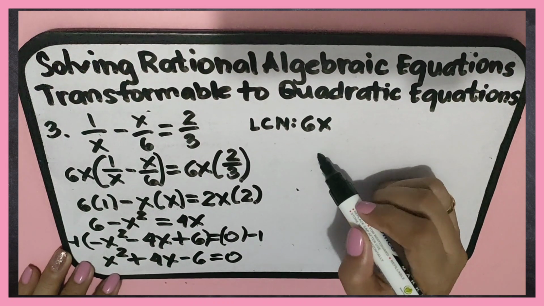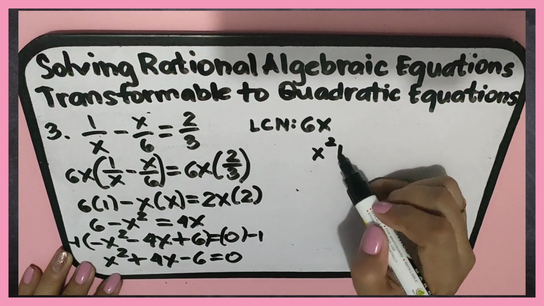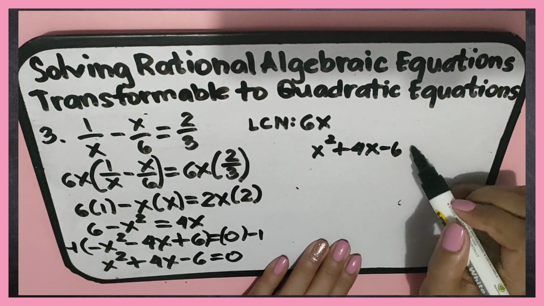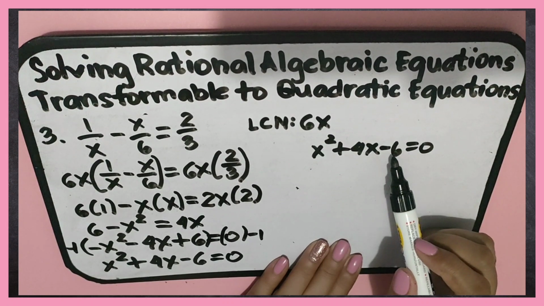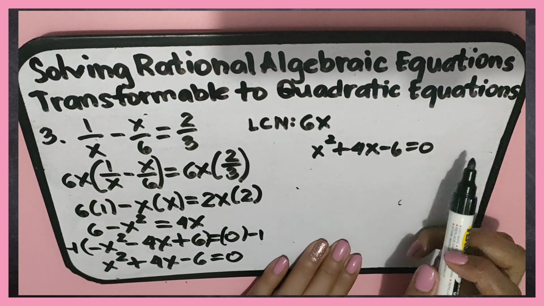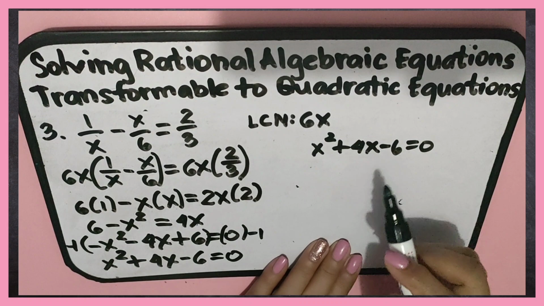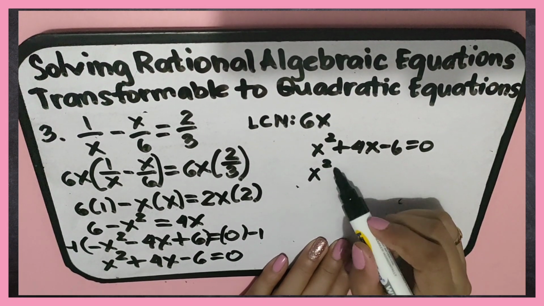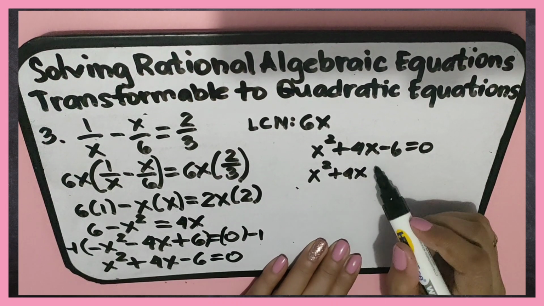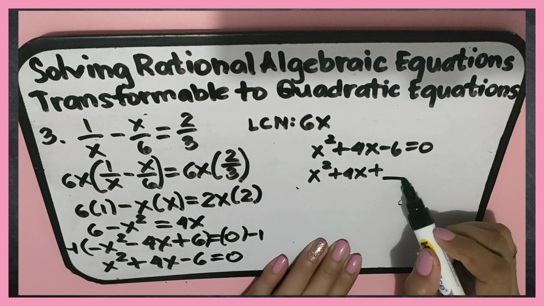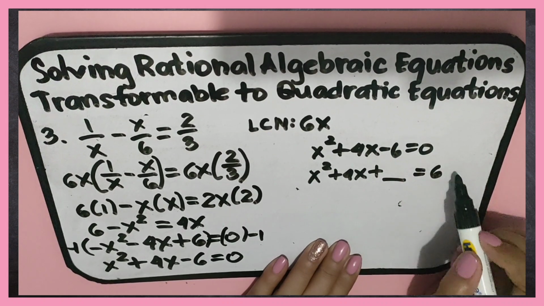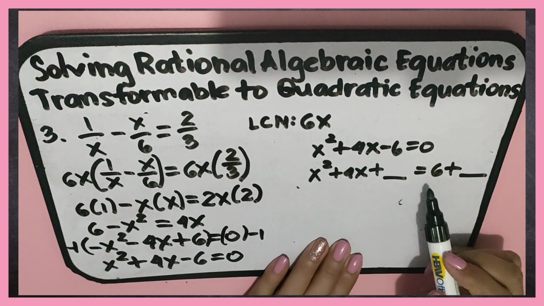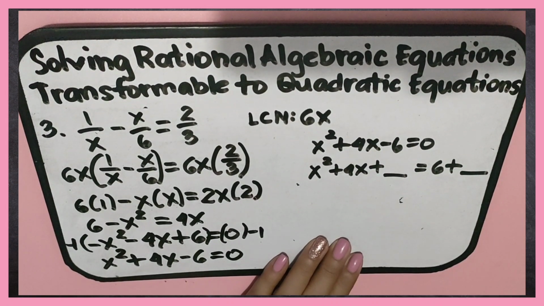So using x squared plus 4x minus 6 equals 0, we will transpose negative 6 to the right side of the equation. So we will isolate the constant. So we have x squared plus 4x plus blank equals 6 plus blank. So negative 6, we will transpose it to the right, so it becomes positive.